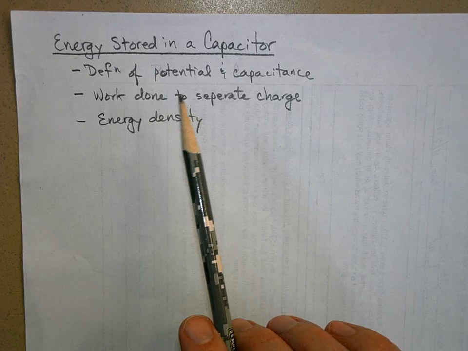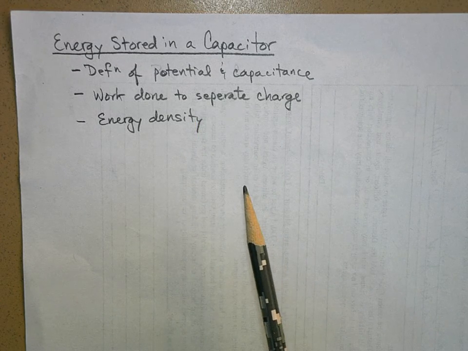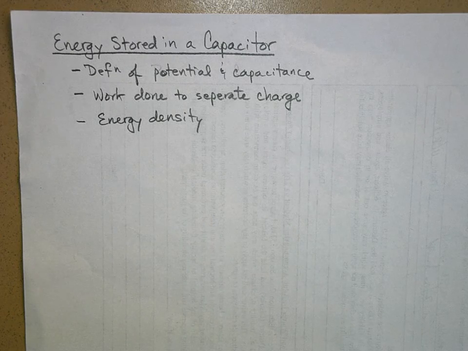We're going to review the definition of electrical potential and capacitance. And then we're going to talk about the work done to separate charge. And that's really where the energy stored in a capacitor comes from. If you're going to separate positive and negative charge, that takes work. And the work it took to do that is the energy stored in the capacitor.